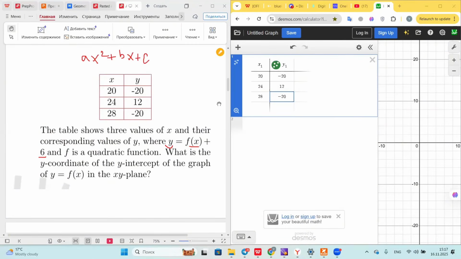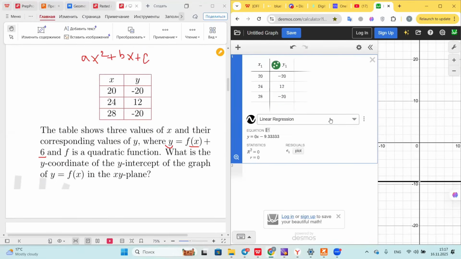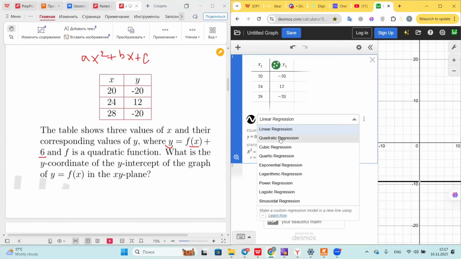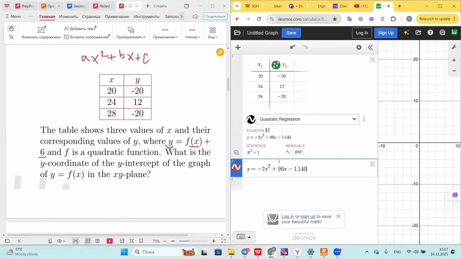Then you can do regression. There is such a function, add regression. Click this and choose quadratic regression. It will be shown. y is shown, but you need the value of f(x). That's why, from the given equation, for finding f of x, you should subtract 6 from your y function, because this +6 goes to the other side with the opposite sign.